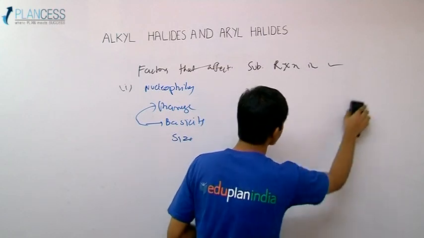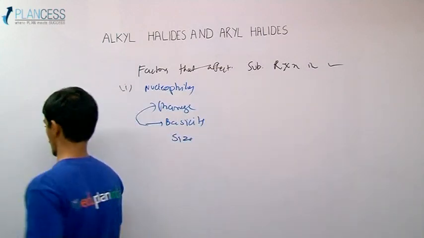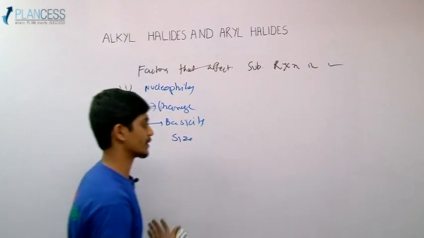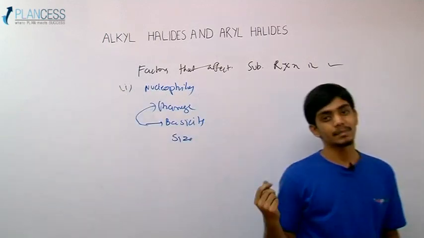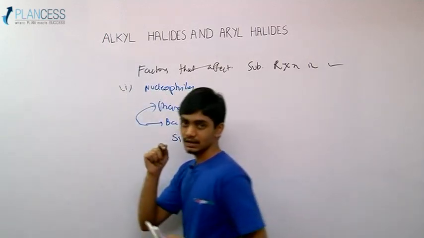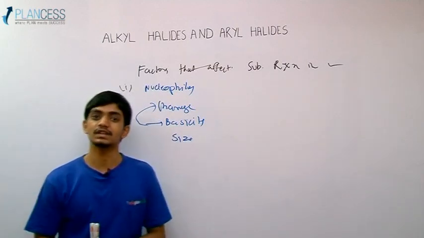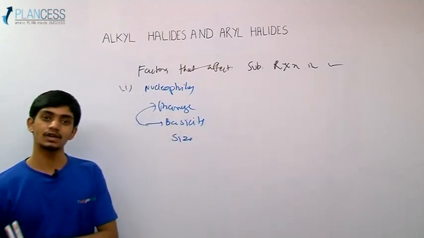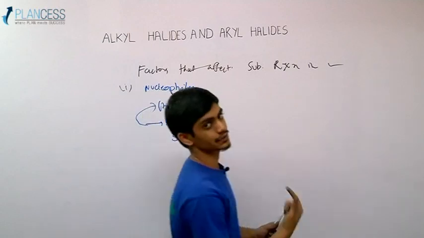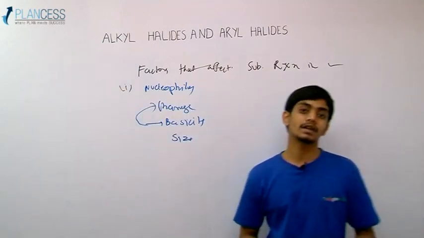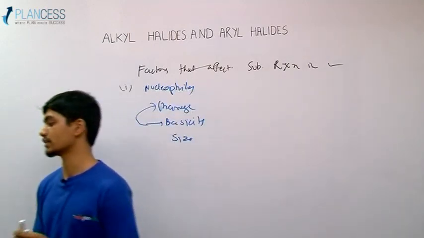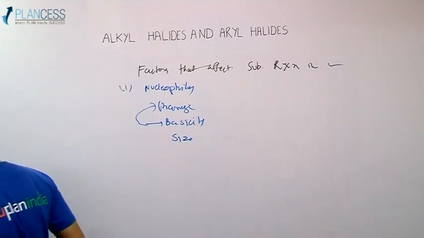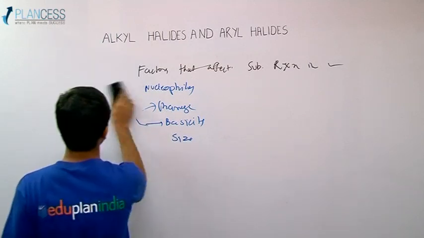Now we have seen basicity. Size we have already seen, I minus and F minus. But that order of I minus and F minus is reversed in the case of polar and non-polar solvents. As I told you, the story didn't end over here. It will continue when we discuss the solvent part. Fine. Now let us move on to the next one.